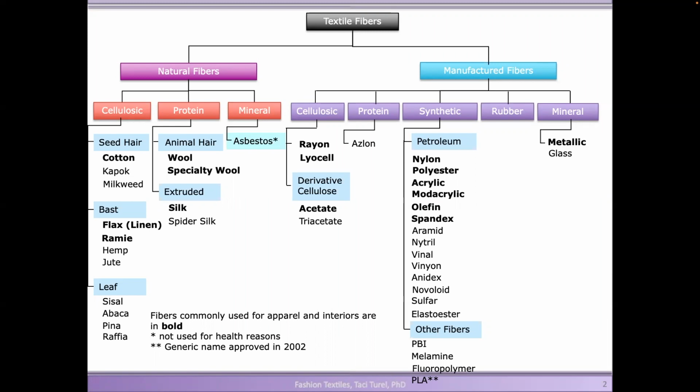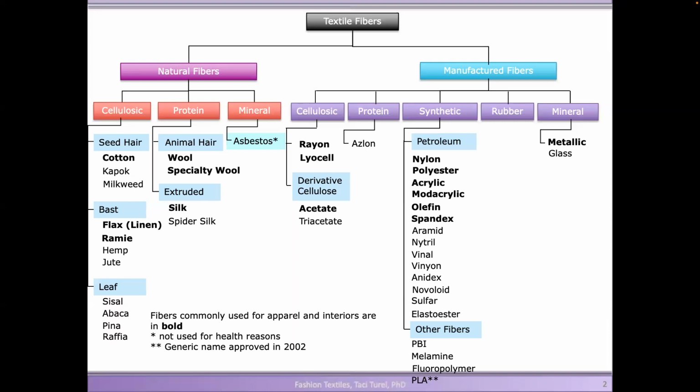They come from plants. Some fibers come from the seed of the plant, like cotton, kapok, milkweed. Some fibers come from the stem of the plant. Those we call bast fibers, and those are fibers like flax, ramie, hemp, jute. Flax is the fiber that we use for linen fabrics. So when it's in fiber form, we call it flax. When it's in fabric or yarn form, we call it linen.